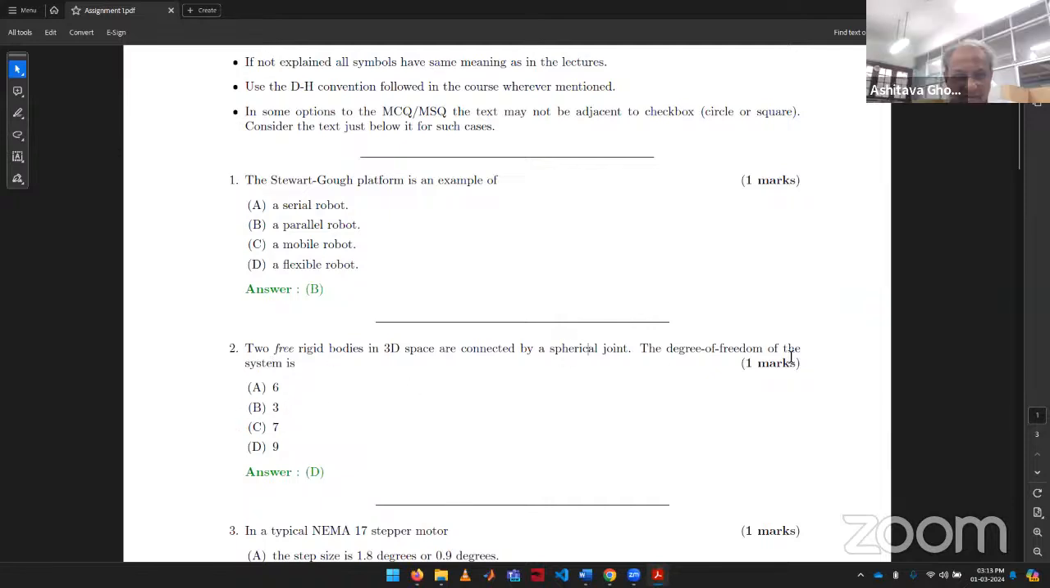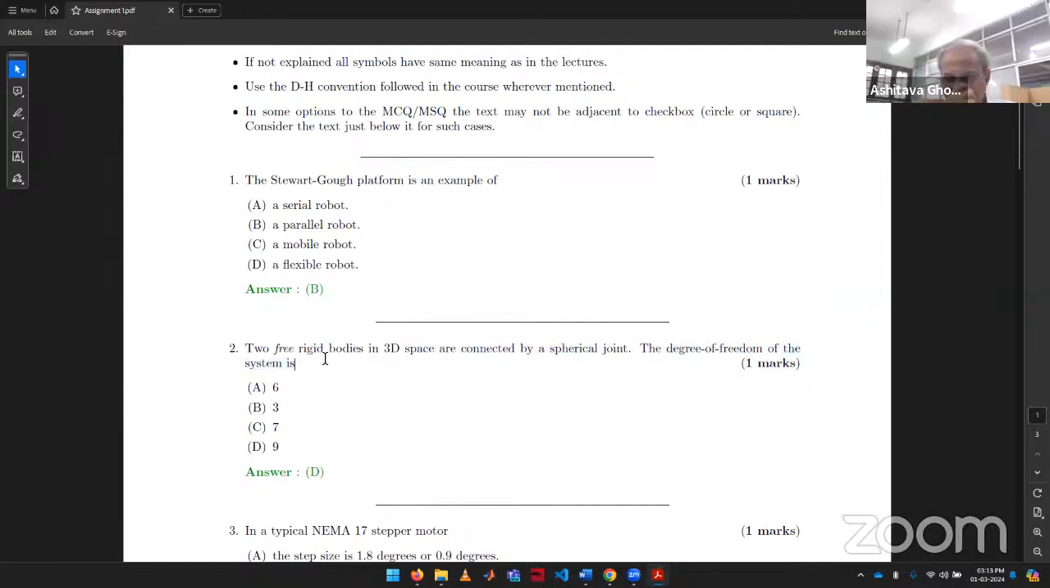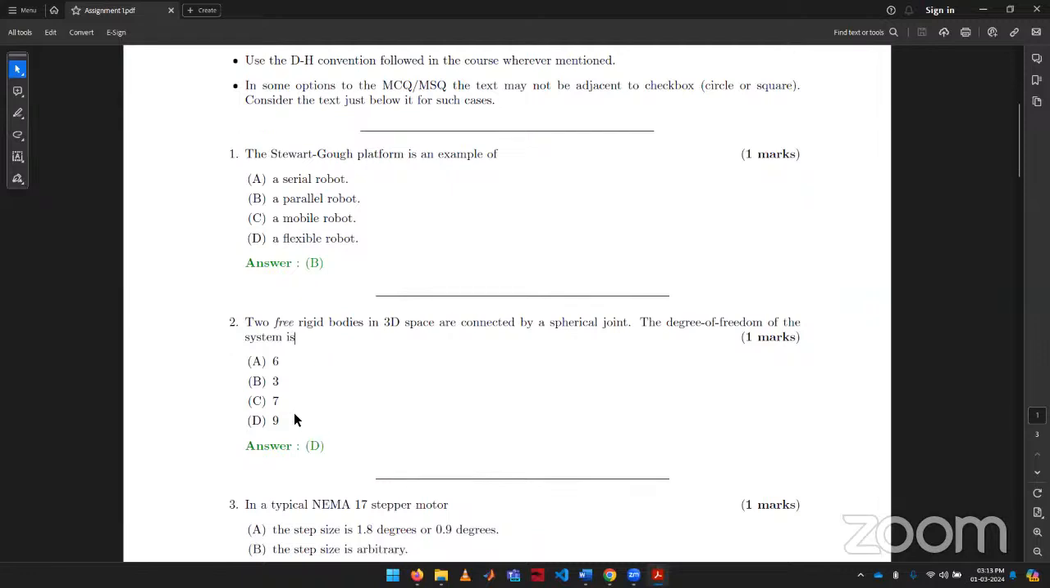But we are actually concerned about the degree of freedom of the whole system. So it's 6 for the first body and 6 for the second body. But now they are connected with the spherical joint. So that's why 3 degrees of freedom are lost. So that's why the answer is 9.